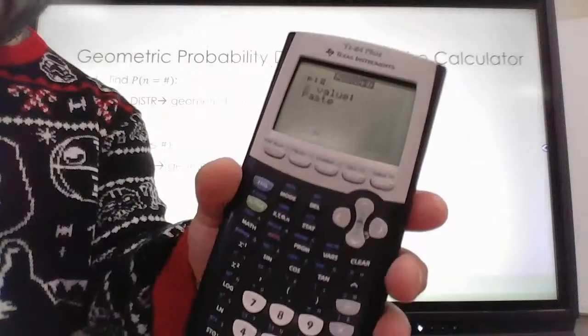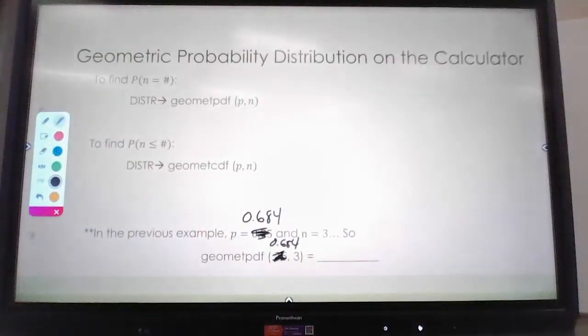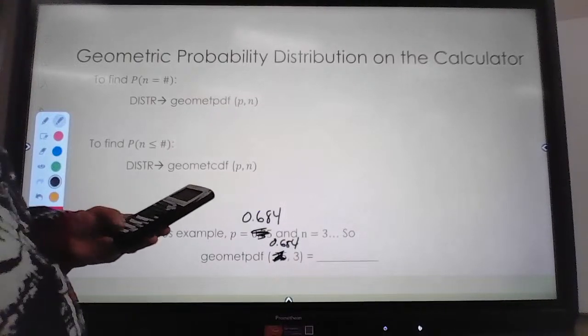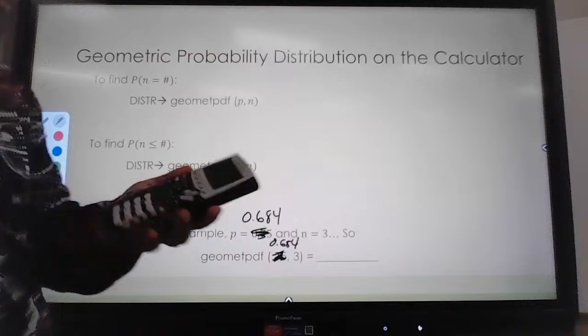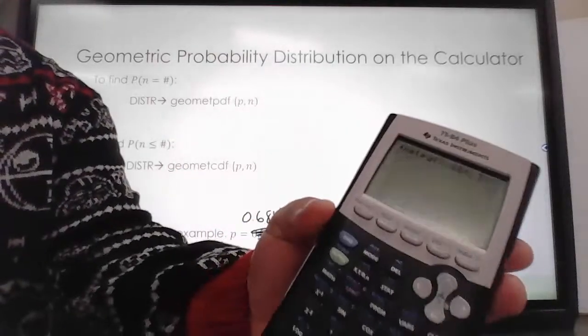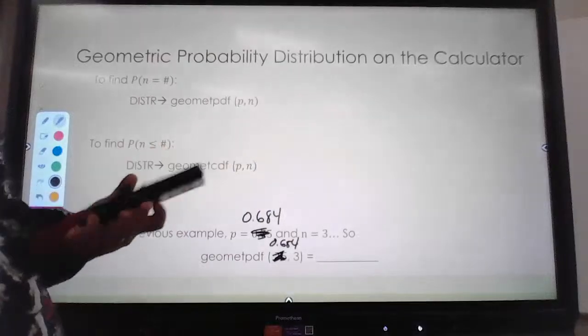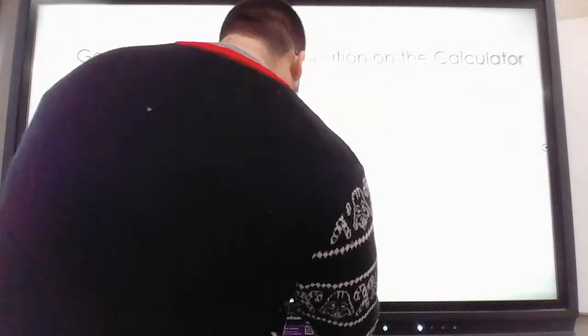If you have an older model, it might require you to actually type in the numbers with the commas. So my p is 0.684, my x value is 3. So this is what it should look like here. I'm going to press enter, and I get 0.068.